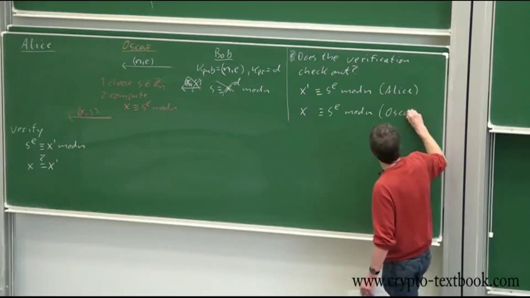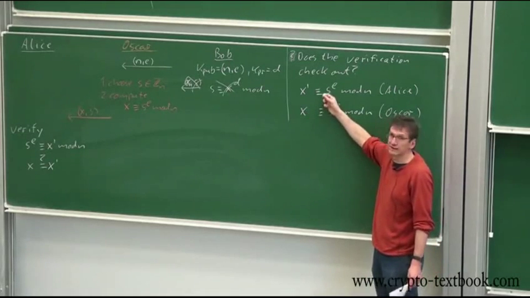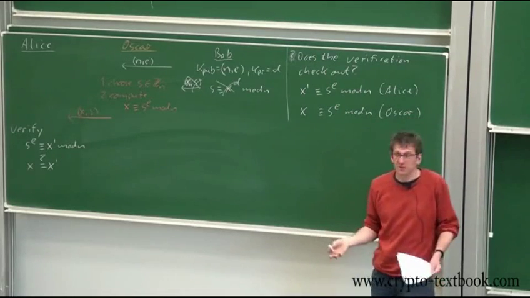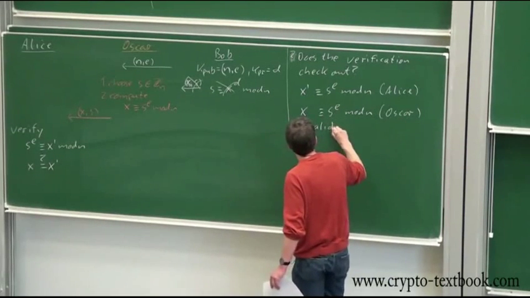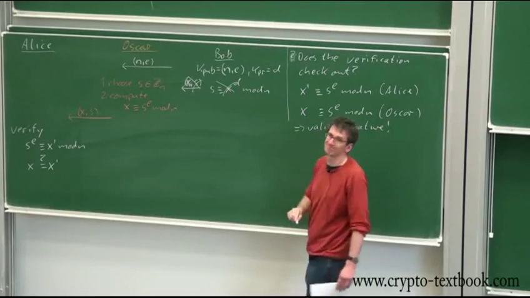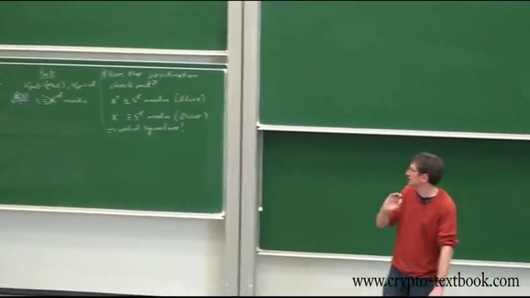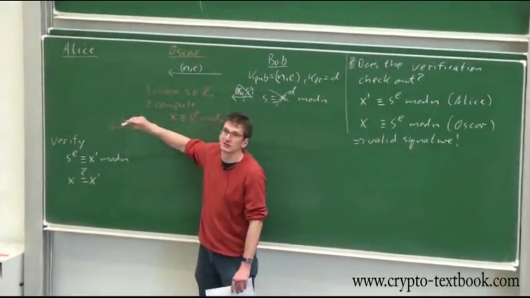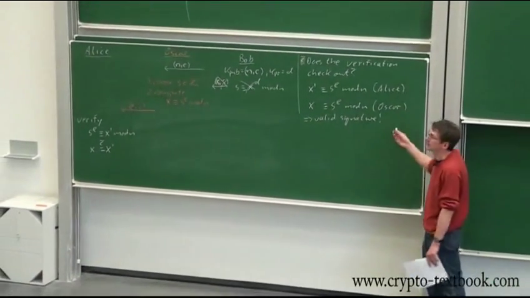So this is the x prime that Alice computes, this is Alice. This is Oscar. They compute the same thing. Okay? This S and this S are the same, this E and this E are the same, the two N's are the same. So what this means is this is a valid signature. This is a problem. Oscar just generated a valid message-signature pair, which Alice does not detect, so she thinks it's a valid signature.